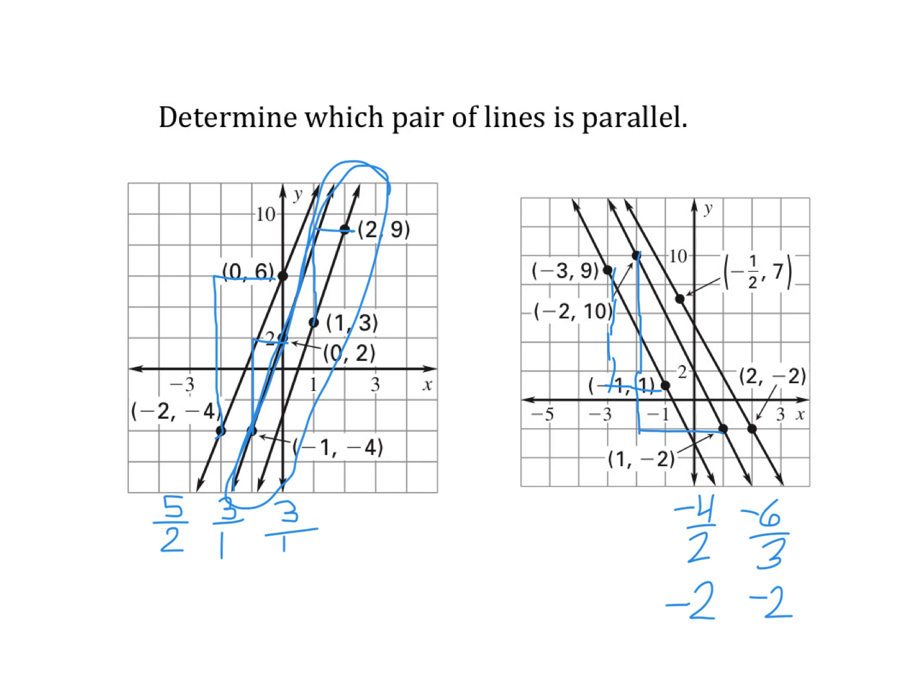And then this one, I can tell it's not going to be the same because it starts in the middle of a square, but it ends on the end. So it's going to be down 1, 2, 3, 4.5, and then it's over 2.5. So down 4.5 over 2.5. It's pretty close, but it's not equal to -2. So it would be these two lines that are parallel.